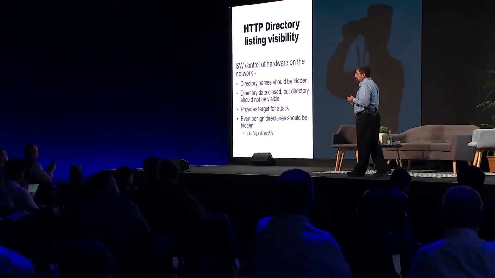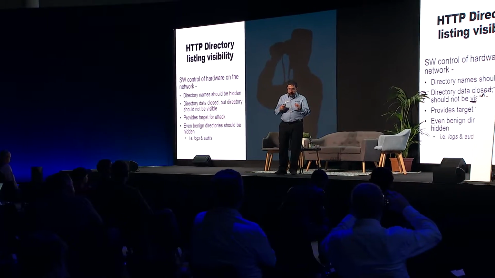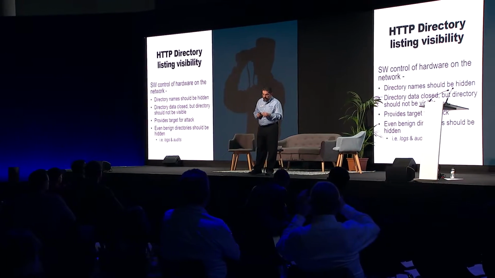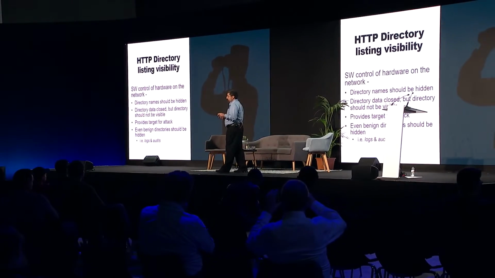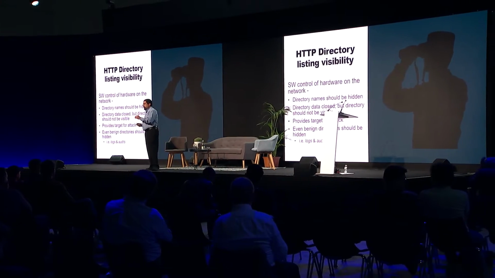Now, HTTP directory and listing field visibility. Software control on the network. This is important. You want to make sure that your systems do not have directory names that are exposed. The data should be hidden and not visible on the network from an IoT device or an AV device because it creates a target for attack. Even simple things like benign directories allow people to get more information than they need. Sometimes it's the name of a directory, that's something they're looking for, or something they're not looking for. So avoid that exposure, make sure systems are not available.